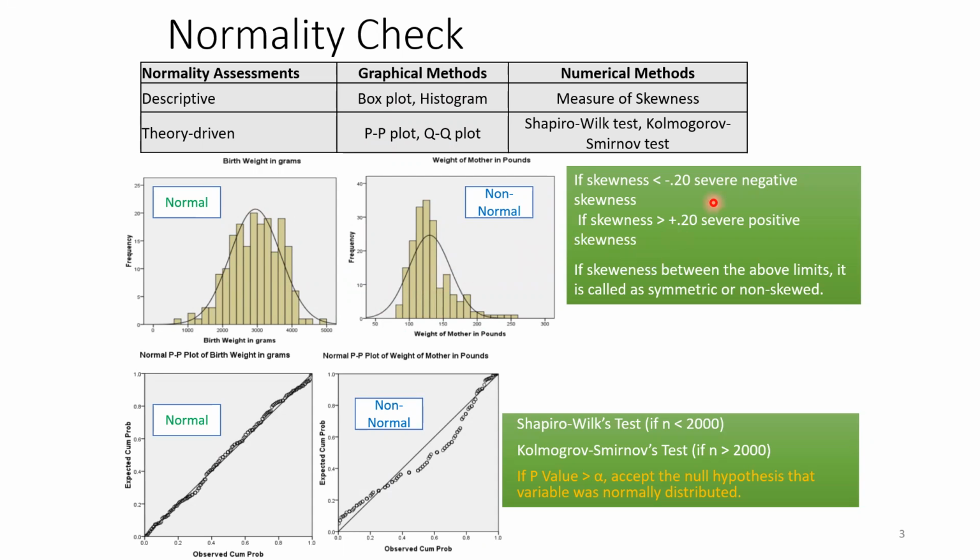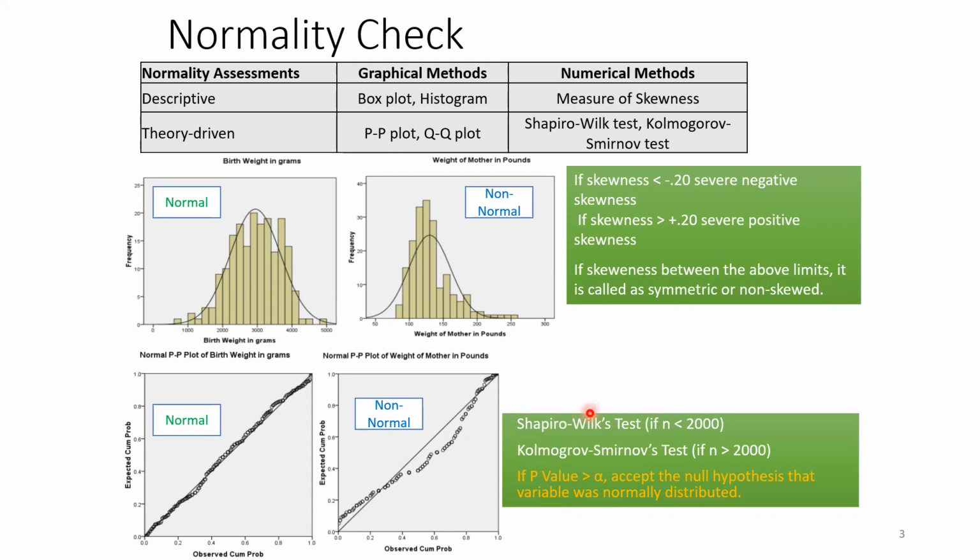We also have the measures of skewness. If the values lie from minus 0.2 to plus 0.2, we will say the data is symmetric, or normally distributed. If it is not, then it would be either less than minus 0.2 or more than 0.2. It is then skewed data, so we cannot apply the t-test. Similarly, we have the PP plot. If all the points are on the line, then it is normally distributed. If it is an S-shaped curve, it is a non-normal distribution.